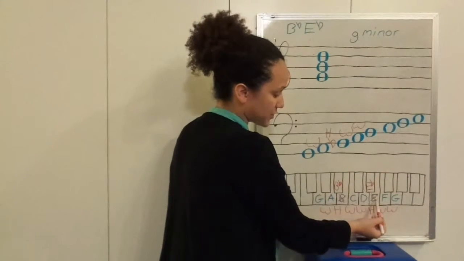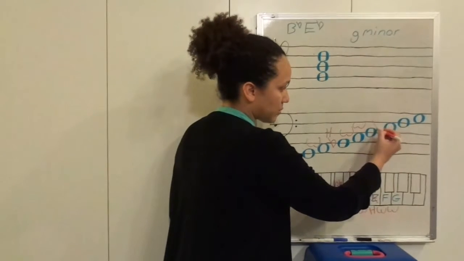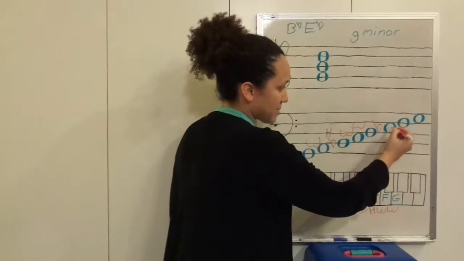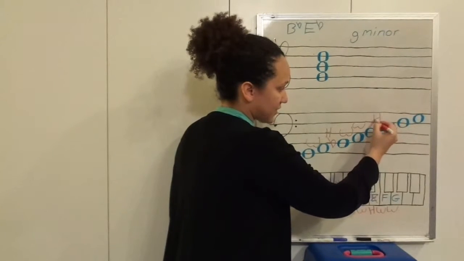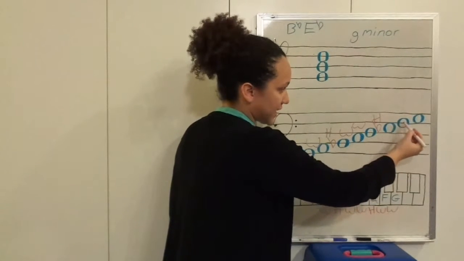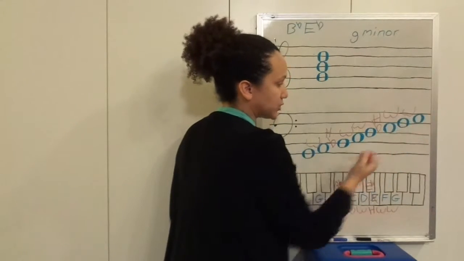D to E, we want a half step, but that's a whole step. So again, we have to add a flat. We're going to lower the E to be E flat. So I'll put that here. And that makes that a half step. E flat to F is now a whole step. F to G is now a whole step.